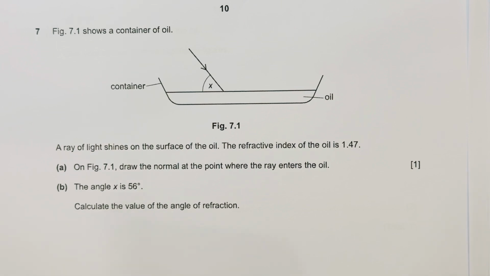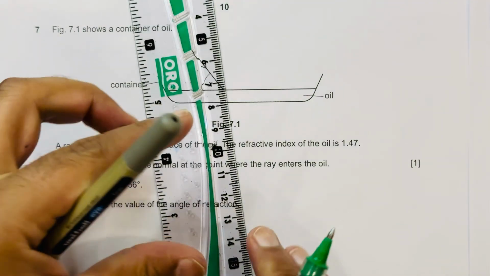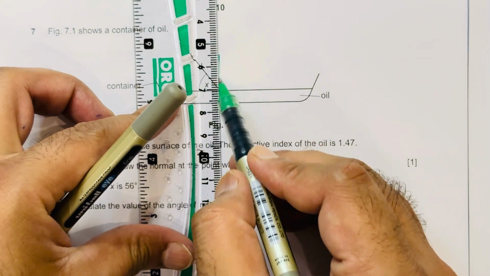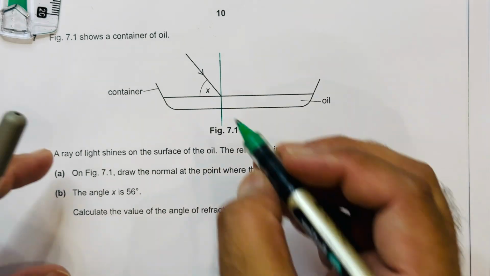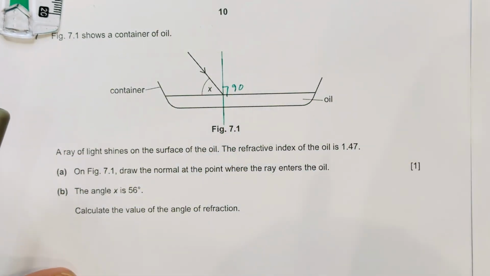Okay. Now on figure 7.1, draw the normal at the point where the ray enters the oil. Okay, so we're gonna draw the normal line. We're gonna use the scale over here. So this is how we are gonna draw our normal to the plane where the ray is entering. So that would be 90 degree. This angle is given.